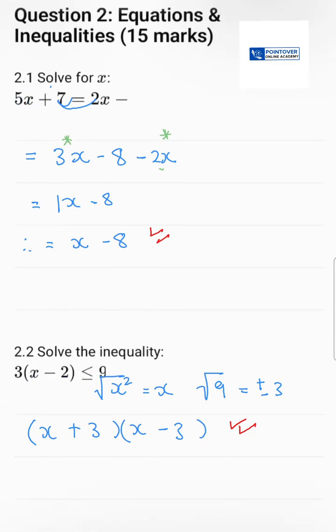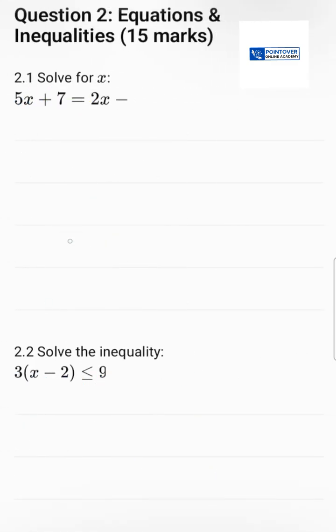All right, so this is the second question. Here we are given equations and inequalities. 15 marks, no problem. So 2.1, they want us to solve for x, but we have a missing value here. Let's just say it's 8. Let me just write it properly. Let's say it's 8. So it is a linear equation.